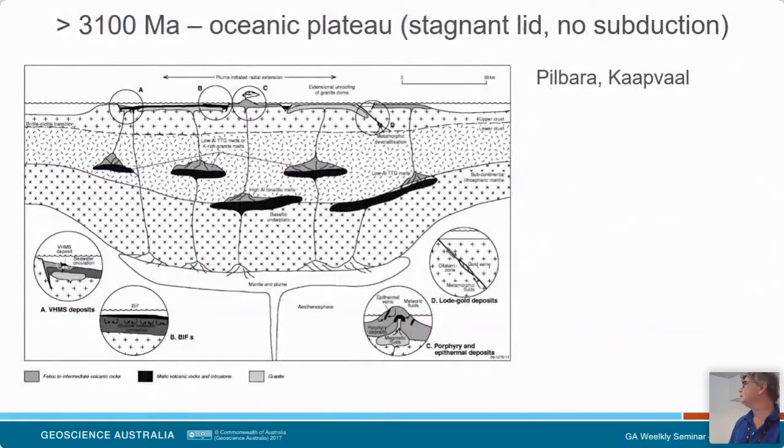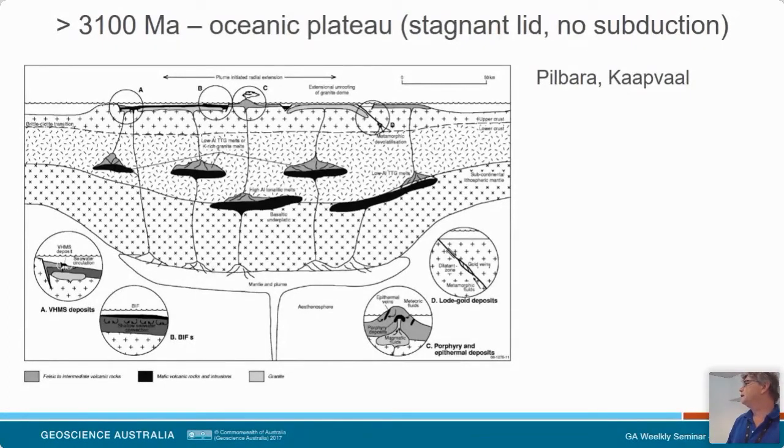And just to illustrate these sorts of concepts, we look at the stagnant lid, no subduction model. And this is for the Pilbara and the Cat Vol. And this is based on the Pilbara. And what we have is an oceanic plateau. And we have different styles of deposits forming within that oceanic plateau, including orogenic gold deposits, VHMS deposits. It suggests that the individual deposits are not necessarily diagnostic of a tectonic setting, but when you assemble them together, it can tell you something.